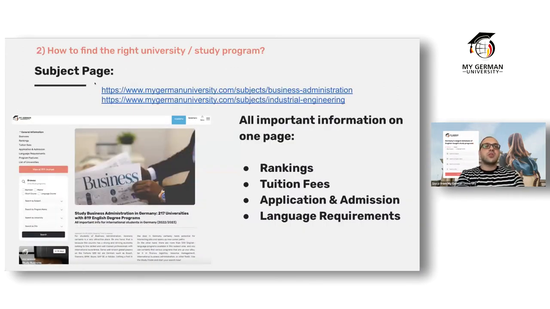For those who do not know what to expect when it comes to studying business administration or industrial engineering in Germany, so you are newcomers and you don't know, for example, generally the rankings of universities that offer this type of programs, the range of tuition fees, or approximately what the application, admission, or language requirements are, then I would suggest you also visit our subject pages for these subjects, and you will be able to find some really useful general information when it comes to studying these subjects in Germany.